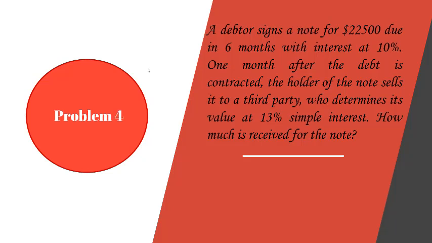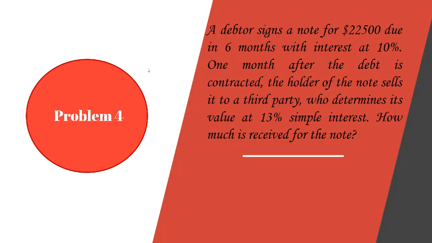Problem number 4. A debtor signed a note for $22,500 due in 6 months with interest at 10%. 1 month after the debt is contracted, the holder of the note sells it to a third party who determines its value at 13% simple interest. How much is received for the note?